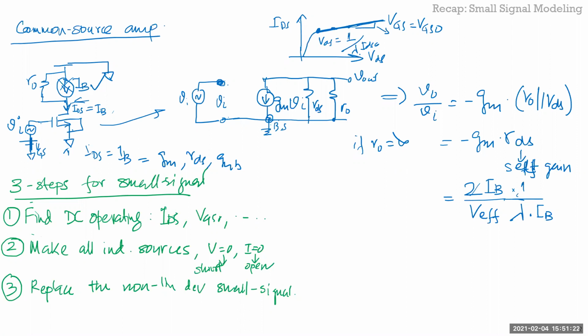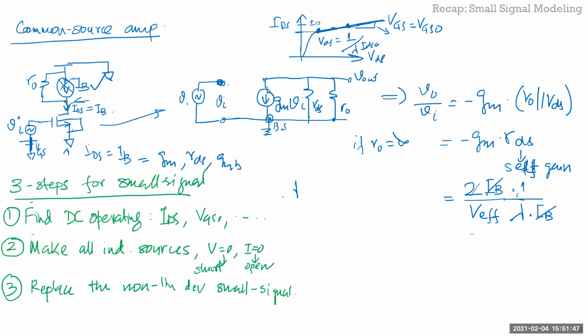But a lot of times, if you don't know ID sat, you don't want to do it. And if it is not too far, let's say your ID sat is this, but your bias point is here. That's your ID. Then you just use 1 over lambda ID, and that's pretty close. Okay, so that's what we're doing.